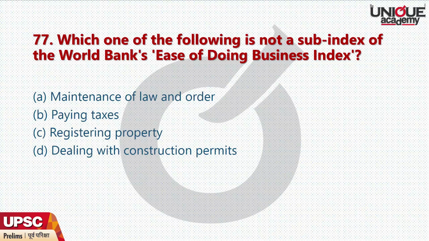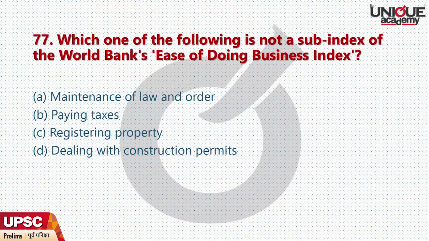77. Which one of the following is not a sub-index of the World Bank's Ease of Doing Business Index? Now, in the Ease of Doing Business Index, there are around 10 sub-indices wherein they calculate the scores. Each of these indices relates to the company. How easy is it for a company to pay its taxes? Or how easy is it for a company to register their property? How easy is it for a company to access electricity and water supply?